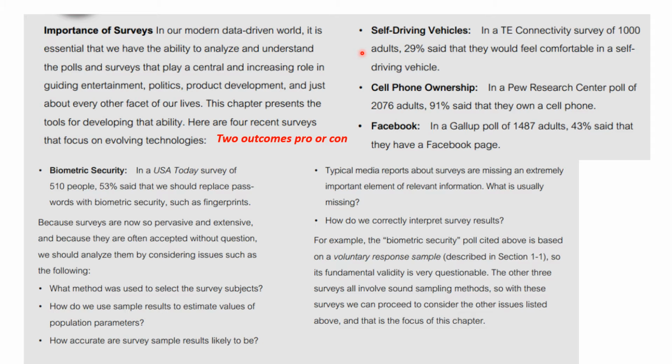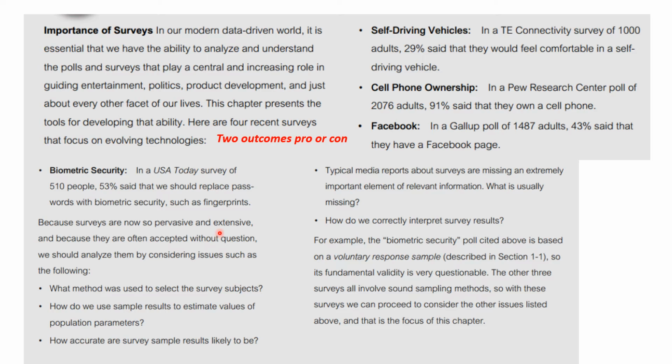Self-driving vehicles. In a TE connectivity survey of 1,000 adults, 29% said they would be comfortable in a self-driving vehicle. The remainder said they would not be comfortable. In a Pew Research poll of 2,076 adults, 91% said they own a cell phone. 9% said they did not own a cell phone. In a Gallup poll of 1,487 adults, 43% said they had a Facebook page. The rest of them, 57%, said they did not.